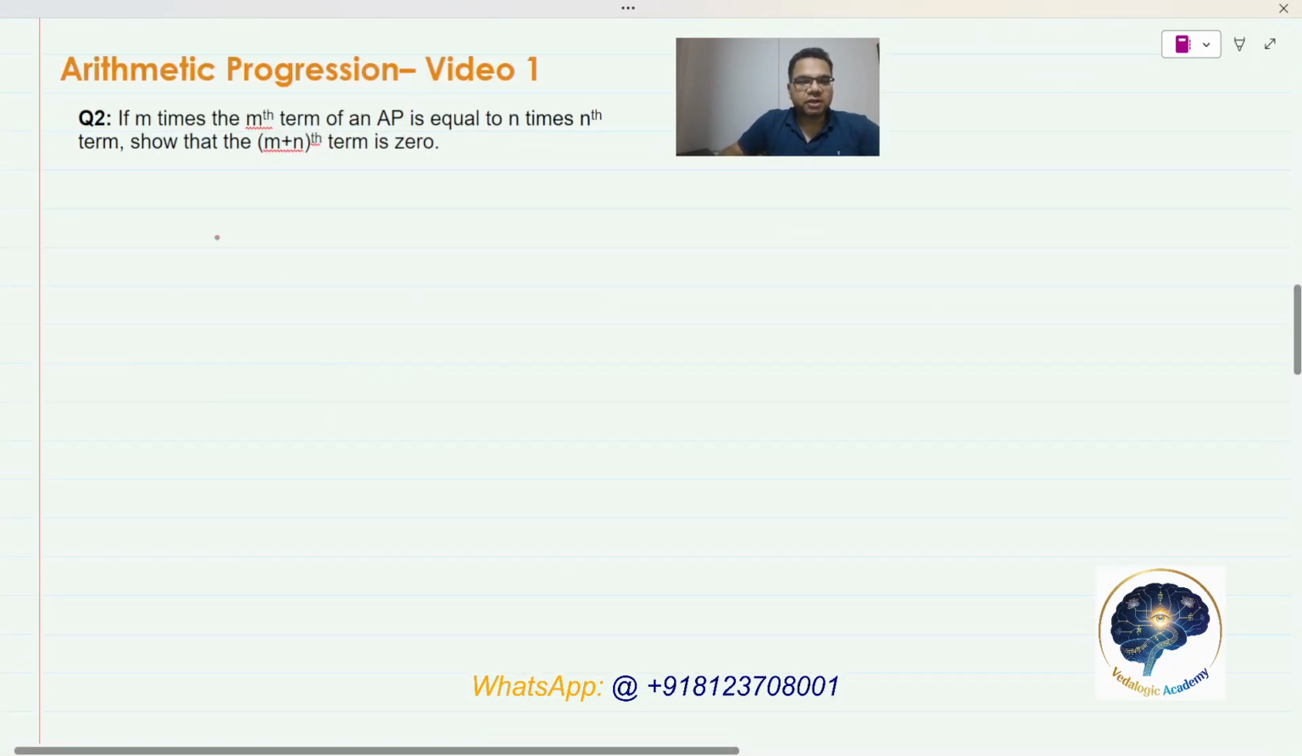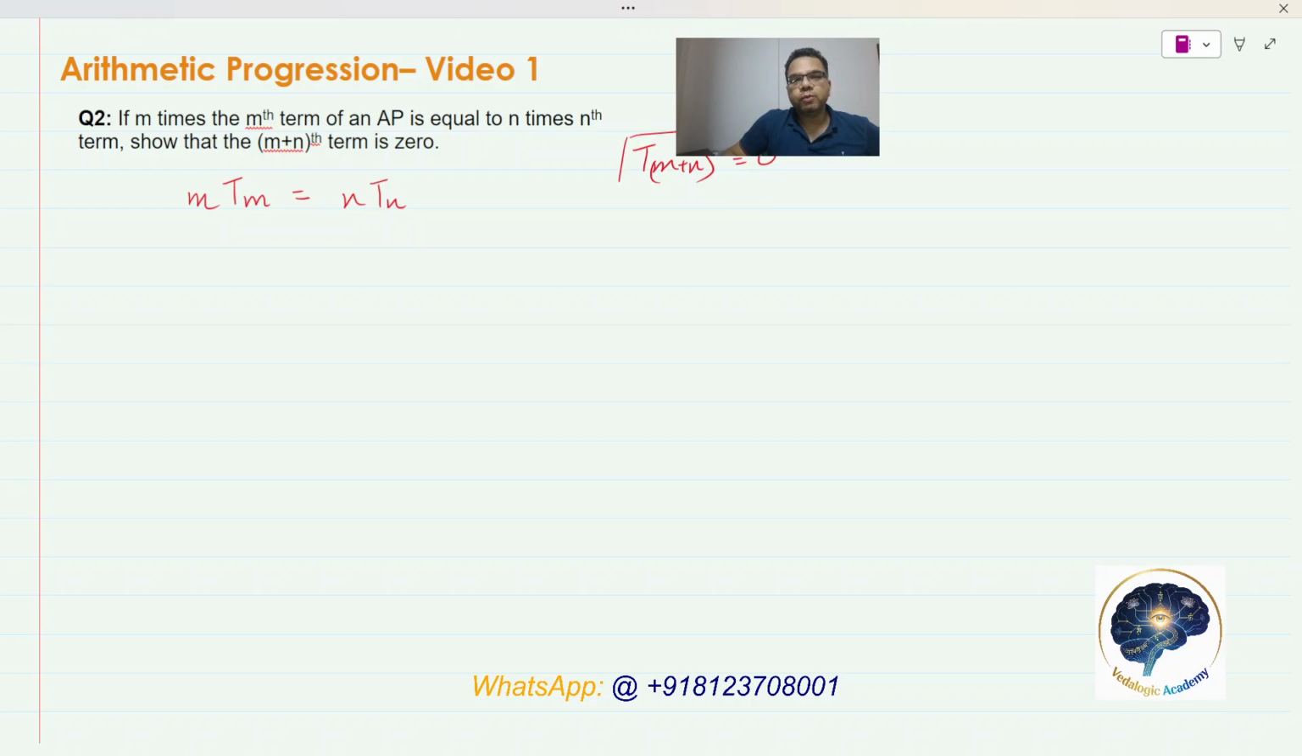So coming to the second question now: if m times the mth term of an AP is equal to n times the nth term. Let me write what it is saying in the question. m times the mth term equals n times the nth term, right? So that the (m plus n)th term is 0; we have to find tm plus n, and it will be 0. We have to prove that. But let's see what tm will be first.